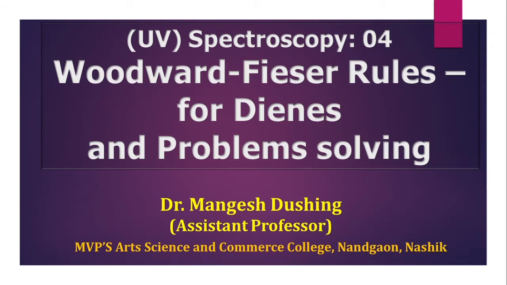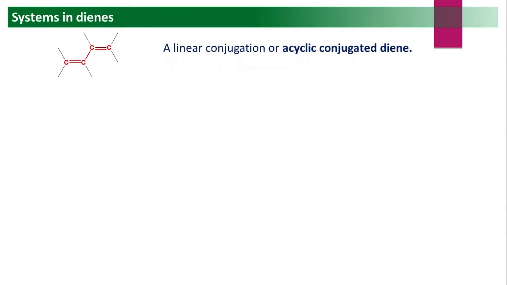This lecture will contain Woodward-Fieser rules for the lambda max determination for dienes and problem solving. Some of the problems we will solve by using these Woodward-Fieser rules for the dienes. Before learning the Woodward-Fieser rules, first we will see what are the systems which are present in the diene system and in organic compounds. So these systems you should know properly. Then only will we understand the Woodward-Fieser rule, and then only will we be able to solve the problems.